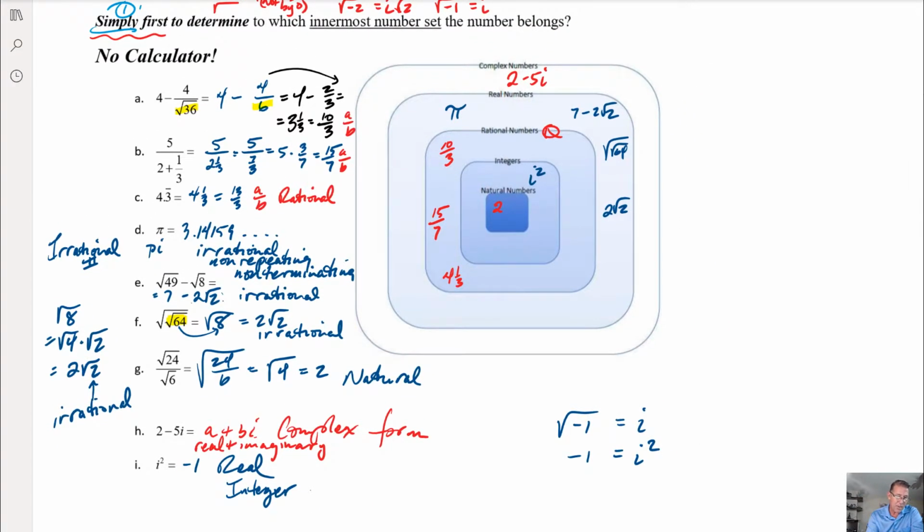So the key on this one here is to not only understand the number sets, but you have to simplify first to determine what the innermost number set it belongs to. Is it natural? Is it integer? Is it rational? Is it irrational and therefore real? Or is it outside the real set and partly imaginary? Is it part of the complex set?